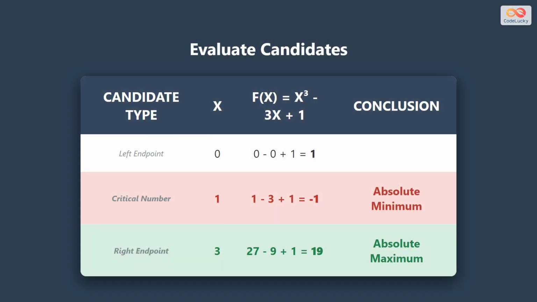Now we build our table. We evaluate the function at the left endpoint 0, the critical number 1, and the right endpoint 3. We get 1, negative 1, and 19. Comparing these, 19 is the largest and negative 1 is the smallest.